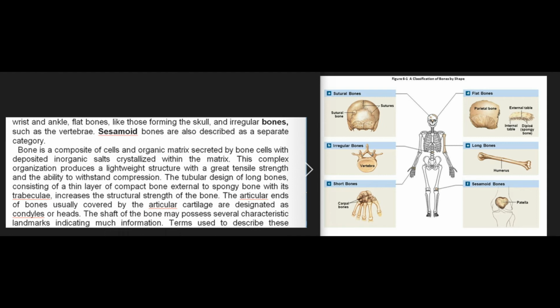Bone is a composite of cells and organic matrix secreted by bone cells with deposited inorganic salts crystallized within the matrix. This complex organization produces a lightweight structure with a great tensile strength and the ability to withstand compression. The tubular design of long bones, consisting of a thin layer of compact bone external to spongy bone with its trabeculae, increases the structural strength of the bone. The articular ends of bones, usually covered by the articular cartilage, are designated as condyles or heads.